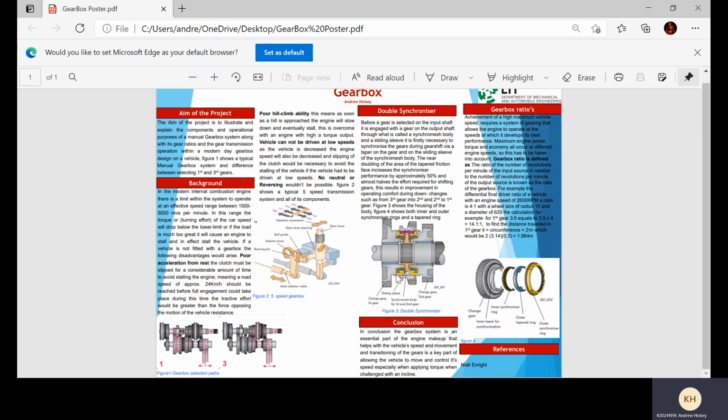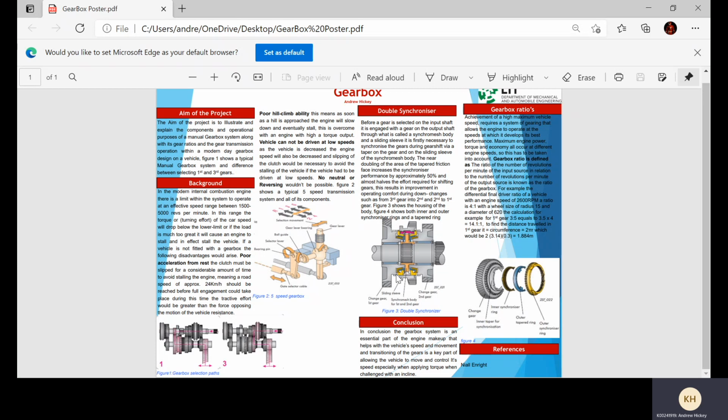Then we have the gearbox ratios. These are needed to achieve high maximum vehicle speed. This requires a system of gearing that allows the engine to operate at speeds at which it develops its best performance. The maximum engine power, torque, and economy will all occur at different engine speeds, so this has to be taken into account.